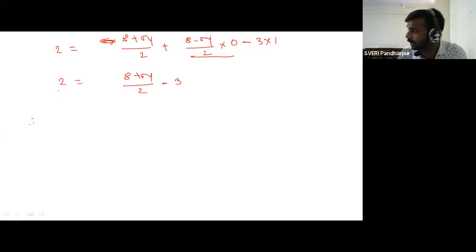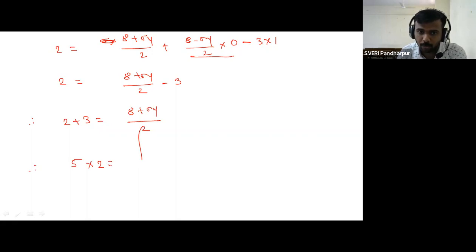ते जर मी left side गेलं तर काय होणार आहे? Plus. So 2 plus 3 which is equal to 8 plus sigma y divided by 2. Once again, this 5 into 2 which is equal to 8 plus sigma y. कारण हे 2 राइट साइड ला असणारा डिनॉमिनेटर ला प्रेझेंट आहे. ते जर मी लेफ्ट साइड ला केलं तर काय होणार आहे? ते मल्टिप्लाय होणार आहे. सो 5 into 3. नाउ sigma y is equal to 5 into 2, 10 minus 8.